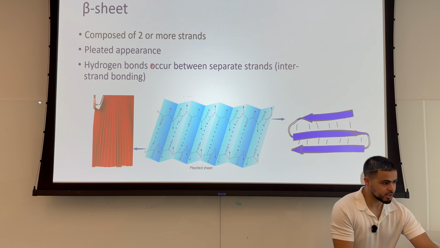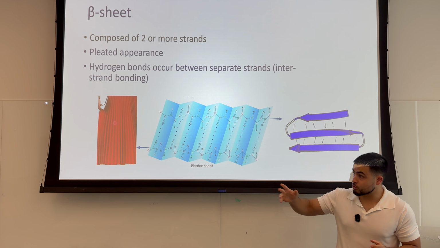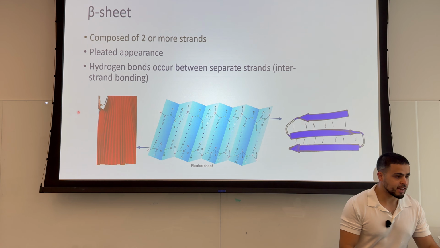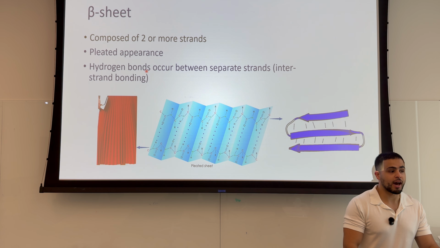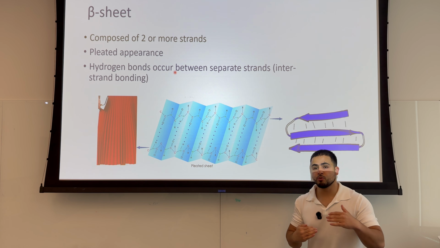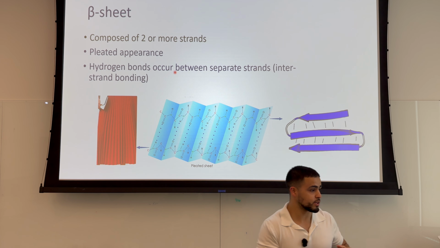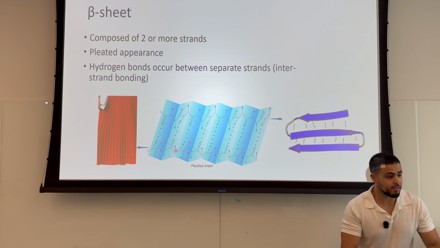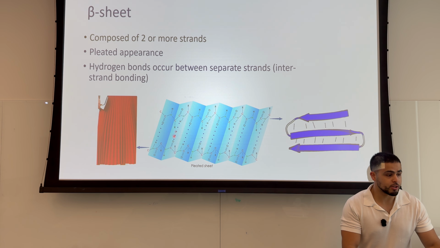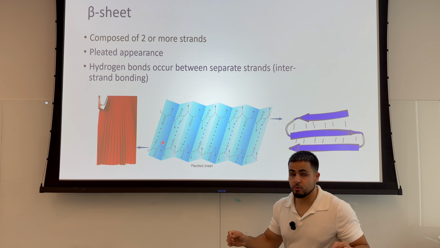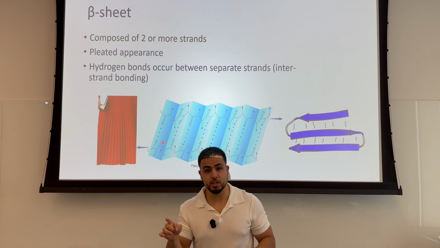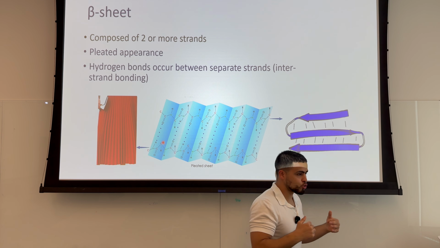I didn't really know what a pleated appearance is, but apparently, like how some skirts will have this appearance, that is the pleated appearance that beta sheets show. And again, this is stabilized by hydrogen bonds that occur between 2 separate strands. So as you can see right here, this is one strand and this is another strand. The hydrogen bonding is occurring between 2 separate strands, so we call this interstrand bonding, whereas in the alpha helix, because we only had one strand, we call it intrastrand bonding.